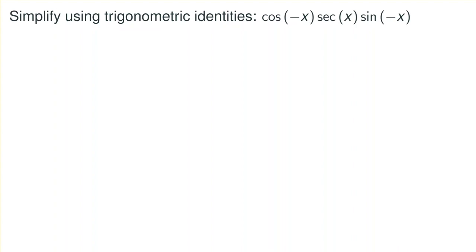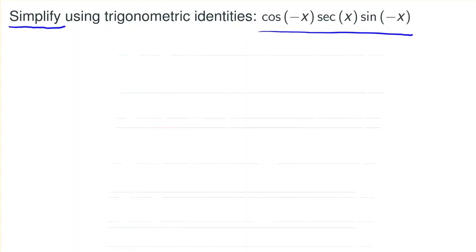Simplify using trig identities. Here, simplify means we're rewriting this expression. We're not solving for an unknown variable, we're just rewriting it to make it look simpler. So here we have to remember some of the identities.